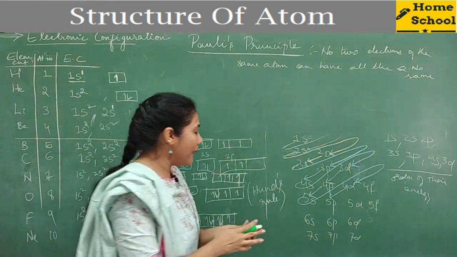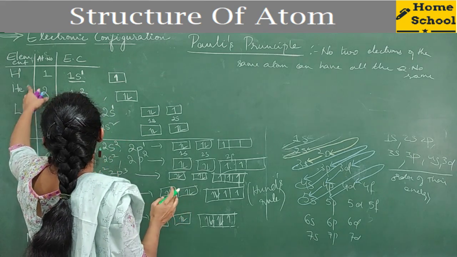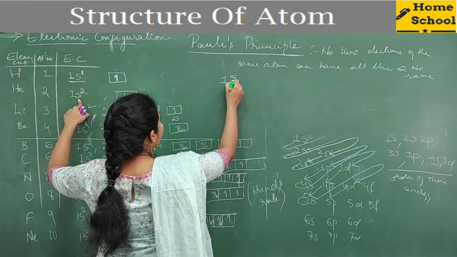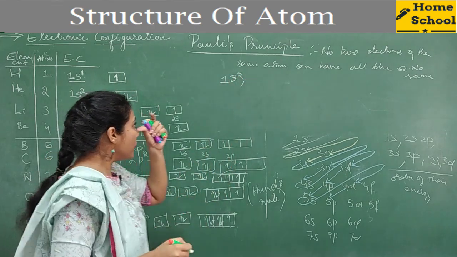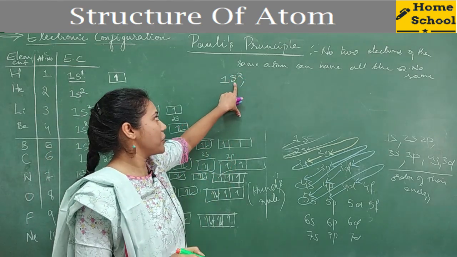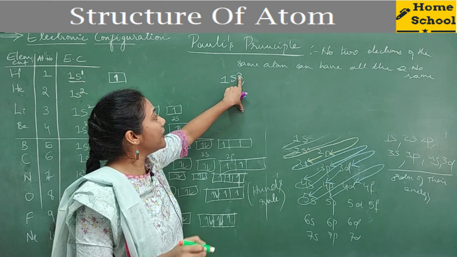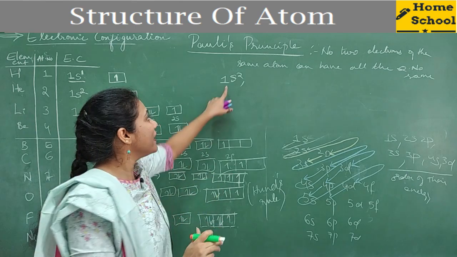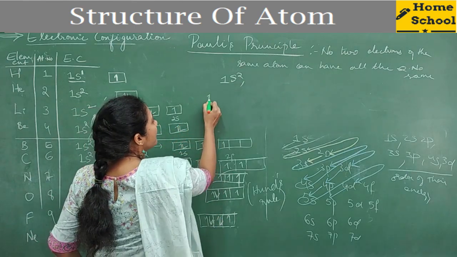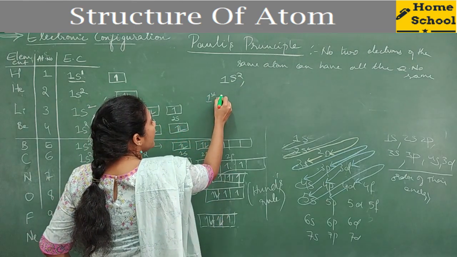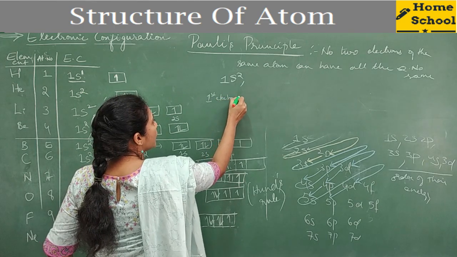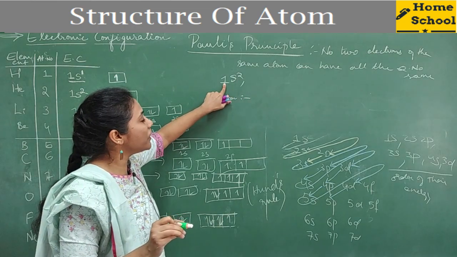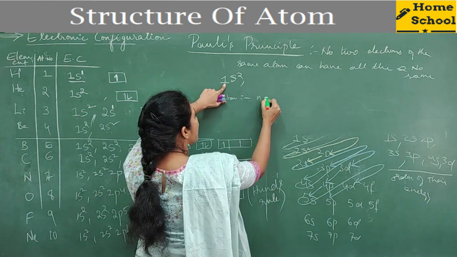Say for example, I will take helium. What is helium's electronic configuration? 1s2, right? So there are 2 electrons in this subshell. Let us write the quantum numbers for these 2 electrons. So how do you write the quantum numbers for these electrons? Okay, let me write it for the first electron. The first electron is there in which main shell? That means n is equal to 1 here.